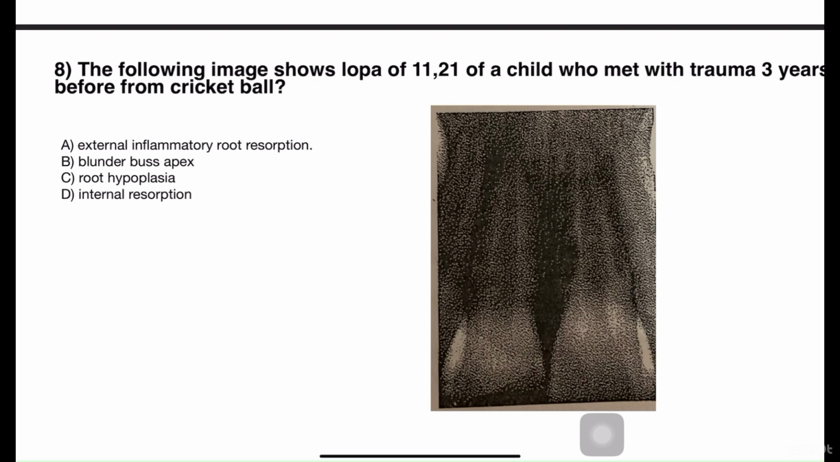So this is a classic example of external inflammatory root resorption, because it seems that the tooth has been avulsed and reimplanted again in the socket, but this led to external inflammatory root resorption. Radiographically, this is the diagnosis. The characteristic finding is radiolucency at the cervical area of the teeth.